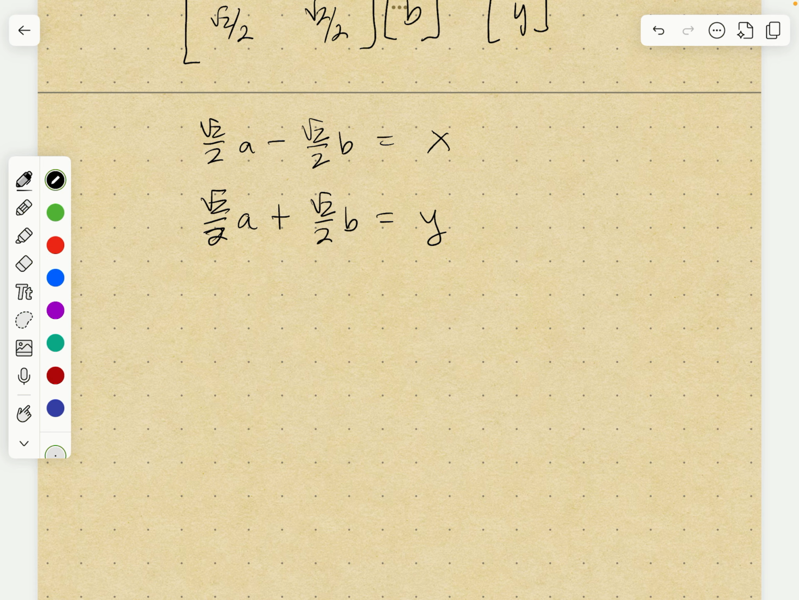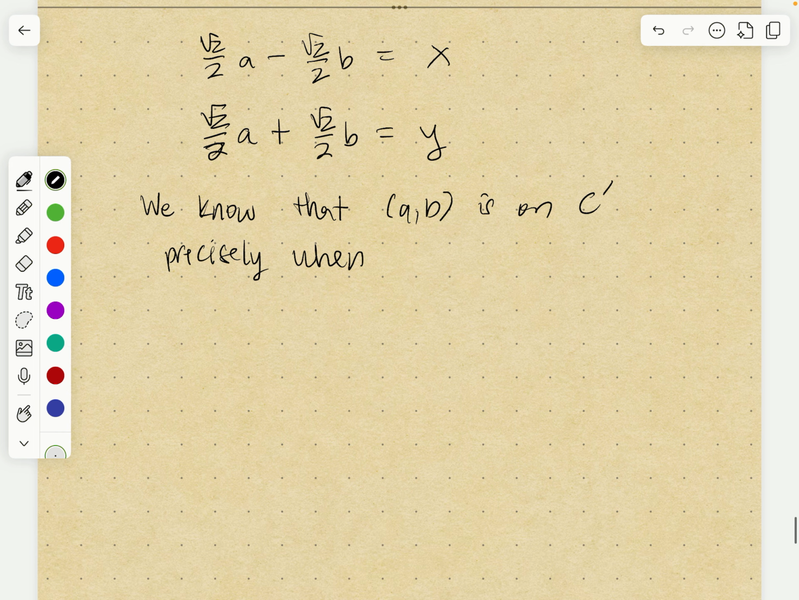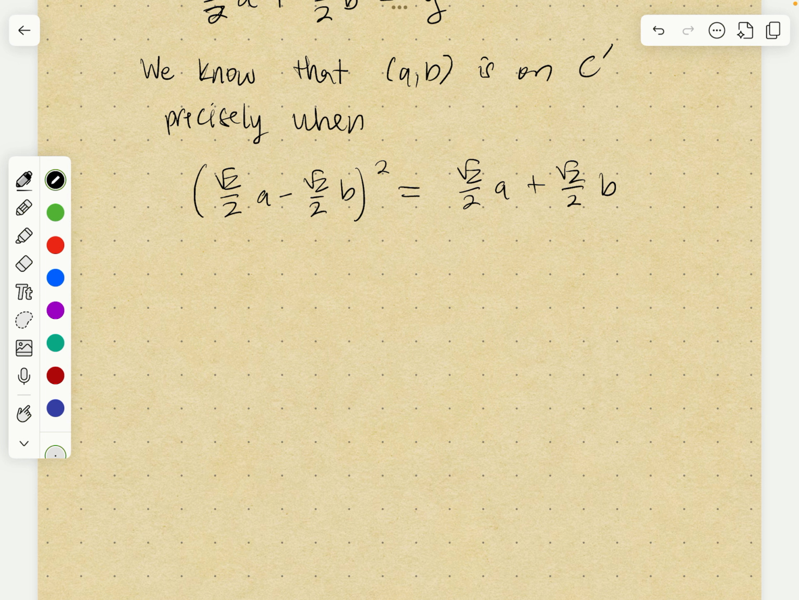So we know that (a, b) is on C prime precisely when, what? When you take this and then you square it, you get that. So it's when root 2 over 2 a minus root 2 over 2 b, when you square it, is going to give you root 2 over 2 a plus root 2 over 2 b. And that gives us the relationship between a and b.